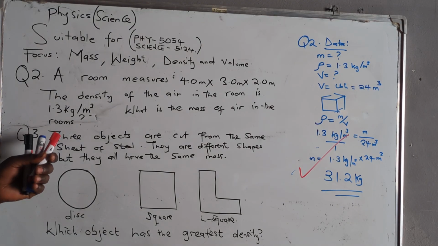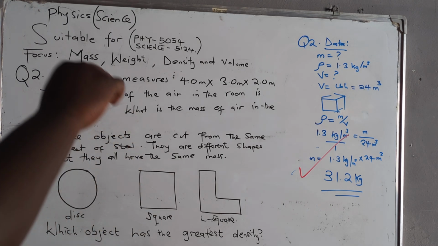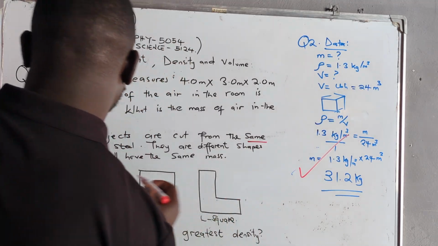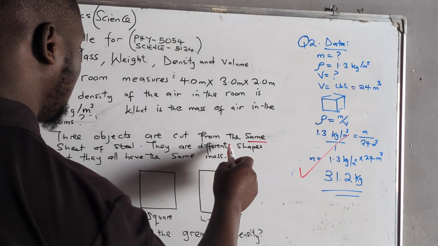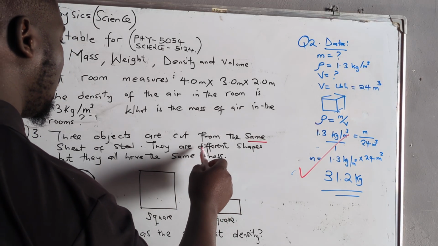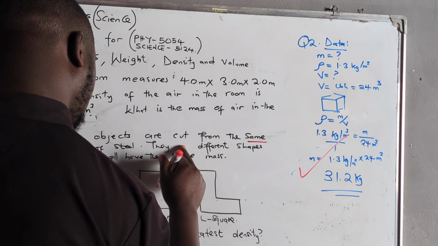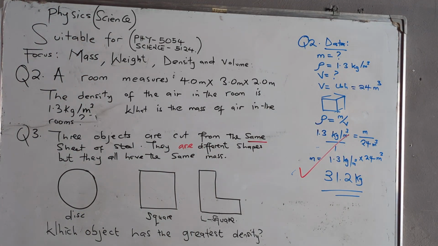Now, question 3 says three objects are cut from the same sheet. That is key, right? So remember the topic that we're dealing with. The three objects are cut from the same sheet of steel. So the keyword here is the same sheet. They have different shapes, but they all have the same mass.